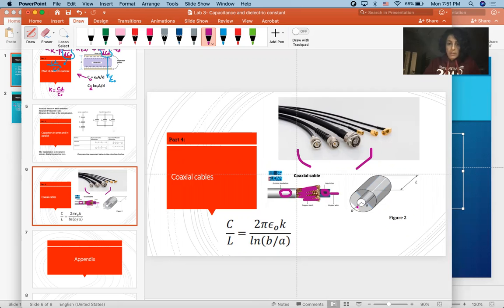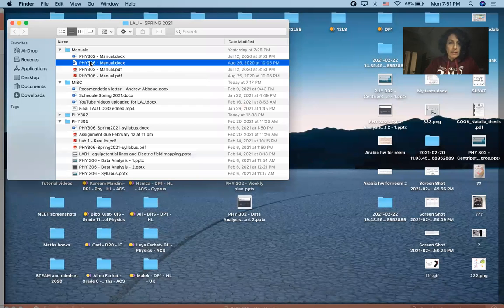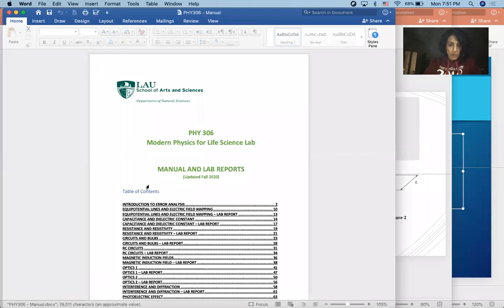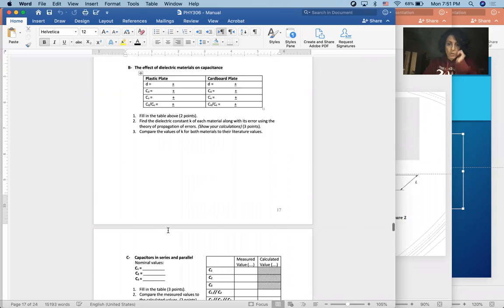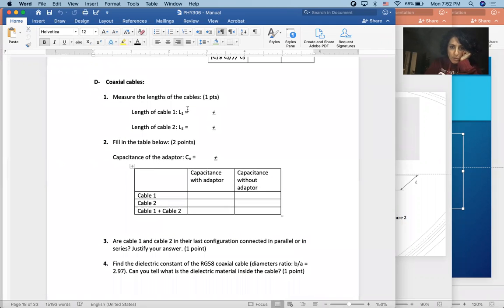Let me show you now how the lab report looks, because you need to understand what to expect. This is our lab report. I'm going to go directly to our table of contents and click the electric constant. What do you expect? You will measure, or I will measure, the length of each cable, length 1, length 2. I'm going to give you a value in centimeters, millimeters, or meters. You will guess the uncertainty from the video and round your value accordingly.